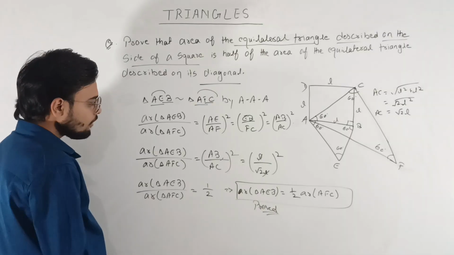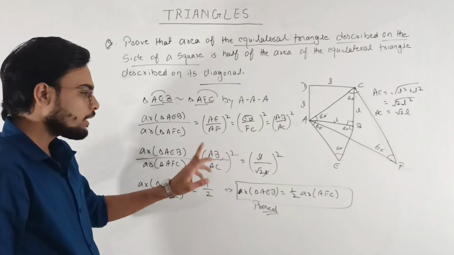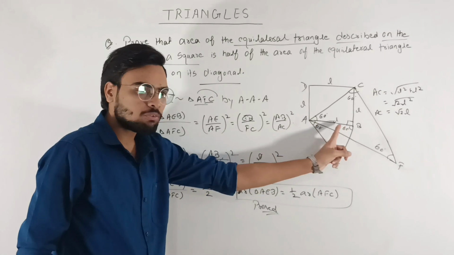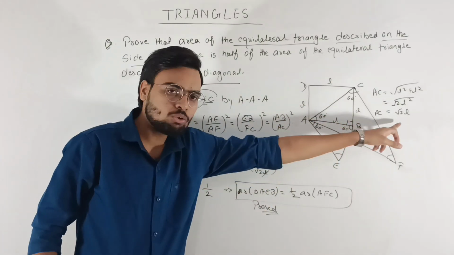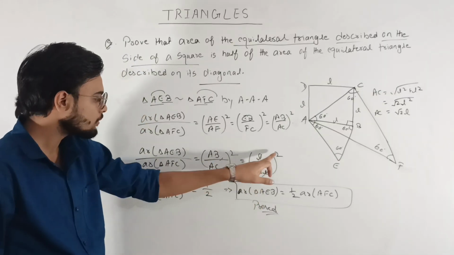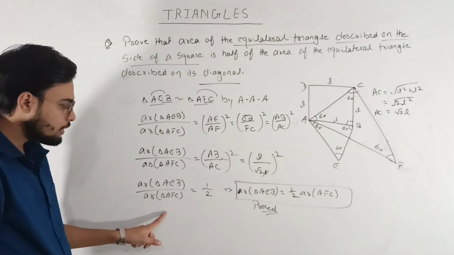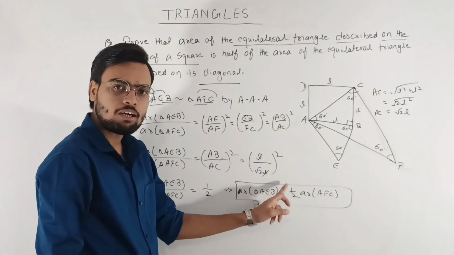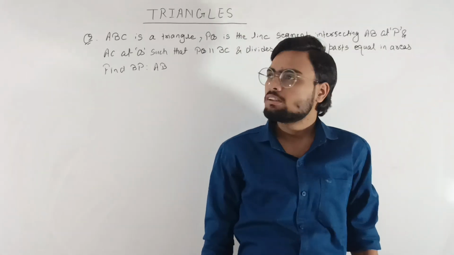Okay, so now look here. Area of triangle AEB upon area of triangle AFC is equal to what? AB square upon AC square. AB is what? L. I assume the side of the square is L. Then the diagonal is what? By Pythagoras theorem, diagonal AC is root 2L. So in place of AB, I write L and AC is root 2L. L cancels, then 1 upon root 2 square, which is 1 upon 2. So area of triangle AEB upon area of triangle AFC is 1 upon 2. Now this AFC goes this side, then area of triangle AEB is equal to half into area of triangle AFC. Okay. Now let's move towards our next question.